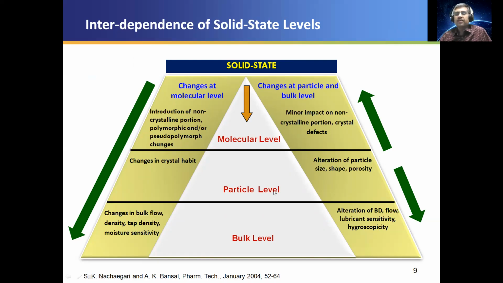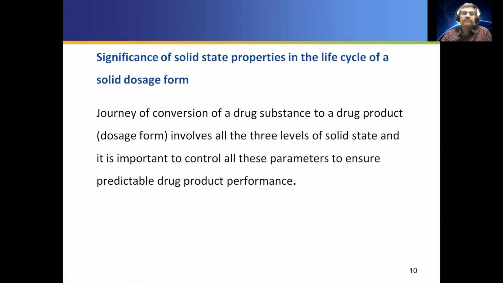Similarly, if you make the changes at the particle level by changing the particle size, particle shape, or porosity, you are likely to see some changes at the preceding level, that is the molecular level, as well as the proceeding level, that is the bulk level. This is called the solid state pyramid, and this depicts interdependence of different levels of solid state on one another.